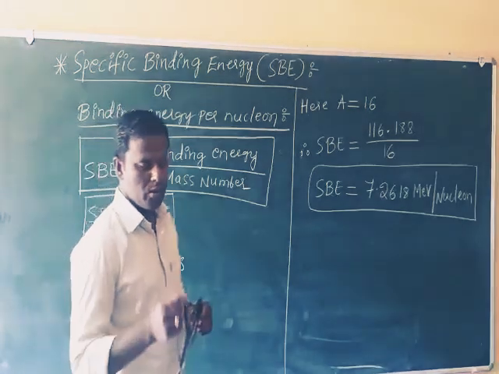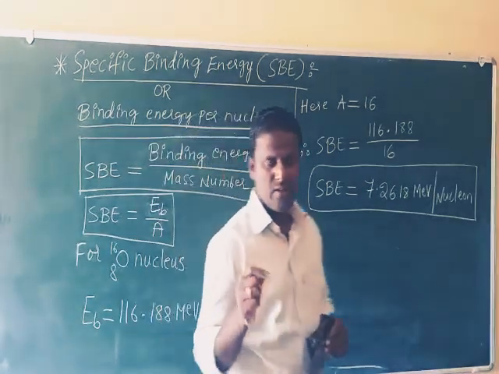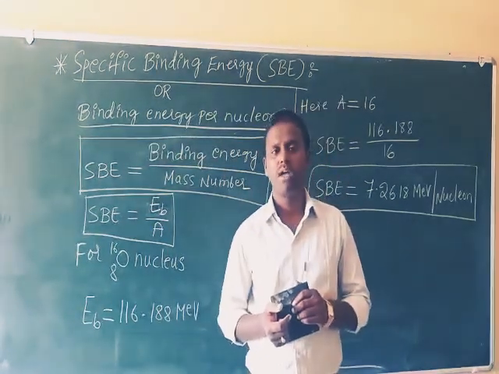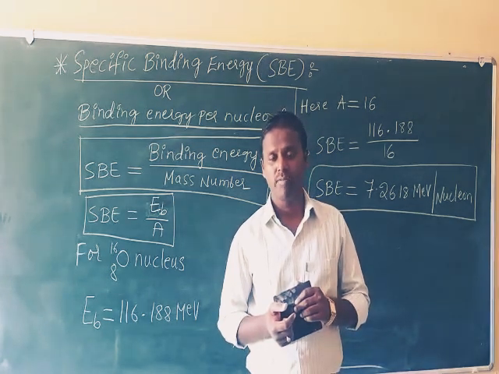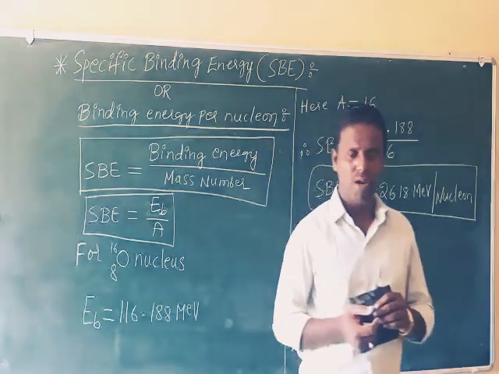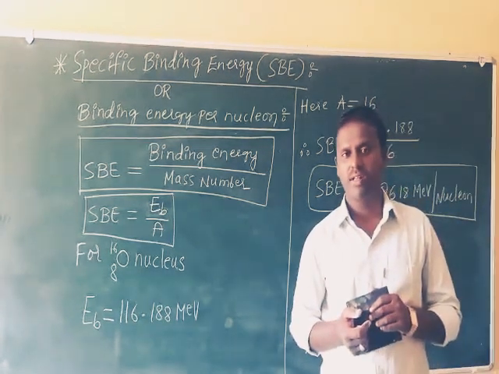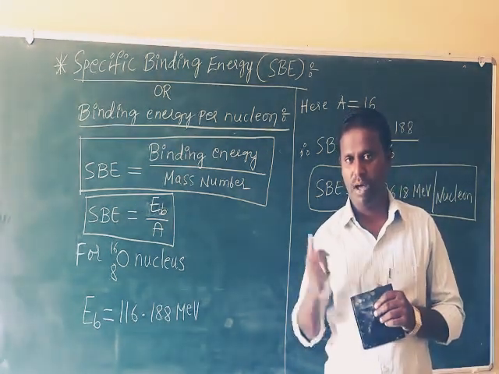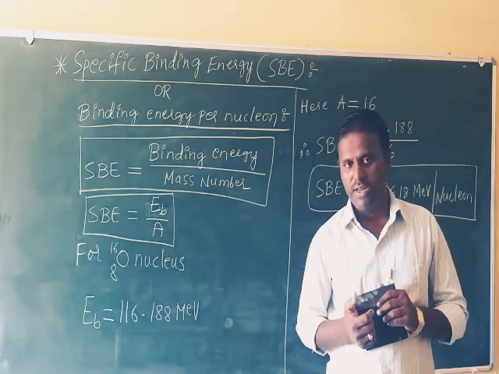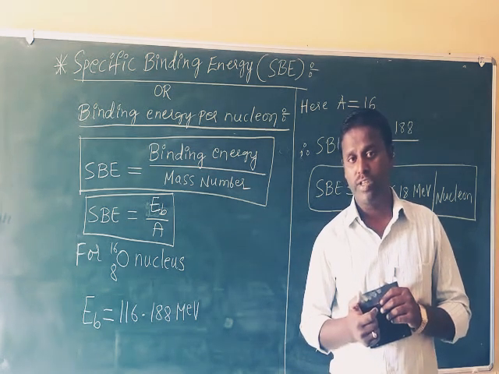So you must know the formula for mass defect. Delta M equals the mass of all the nucleons minus the actual mass of the nucleus: Z Mp plus (A minus Z) Mn minus capital M. This is the mass defect. And binding energy is delta M into c square.